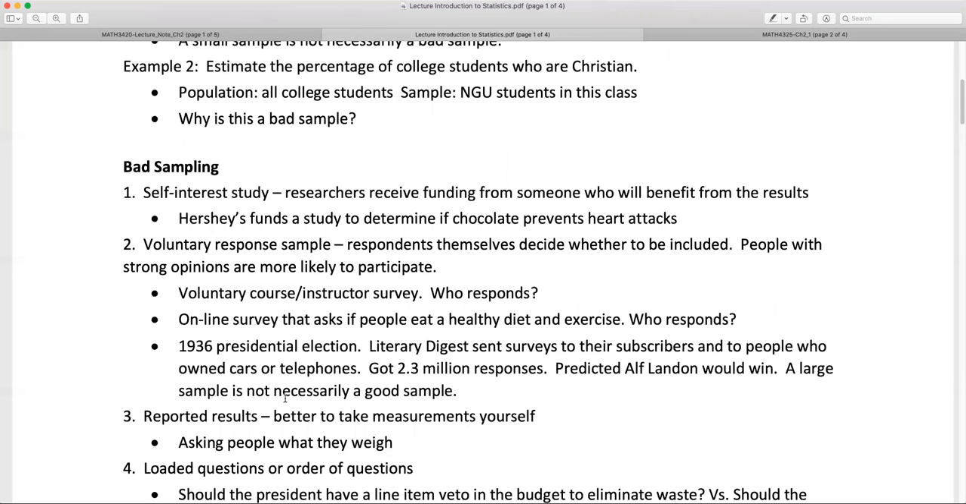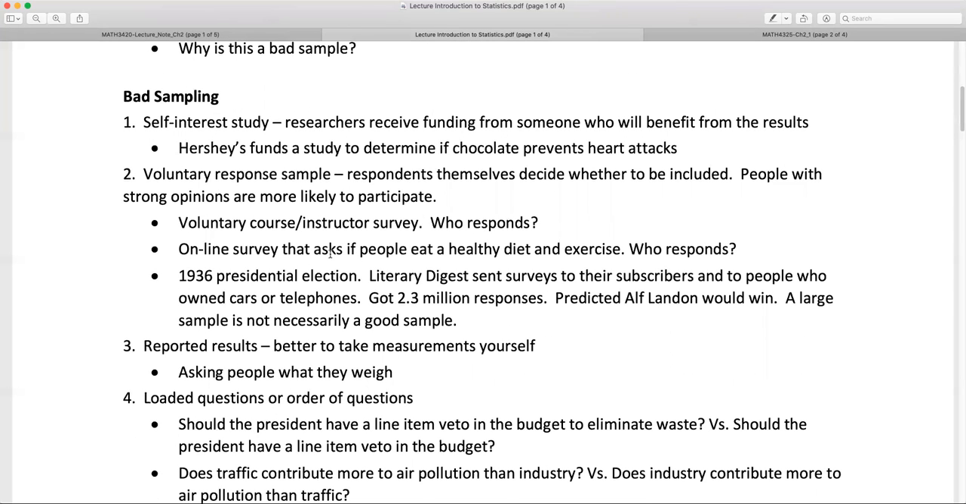So let's talk about what kinds of bad sampling there are. The first one, self-interest study. A researcher receives funding from someone who will benefit from the research. Then this researcher will likely produce the results that the funder who will benefit wants. For example, Hershey's funds a study to determine if chocolate prevents heart attacks.